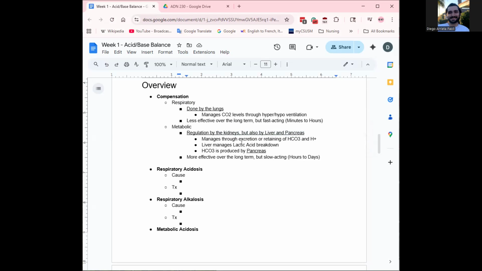And the thing about this metabolic regulation is that it is very effective, but it is slow acting. The respiratory side takes minutes to hours to start making a difference, although it'll be a small difference. But the metabolic side will take a lot longer, multiple hours to days to start really working, but it will have a longer effect over time.